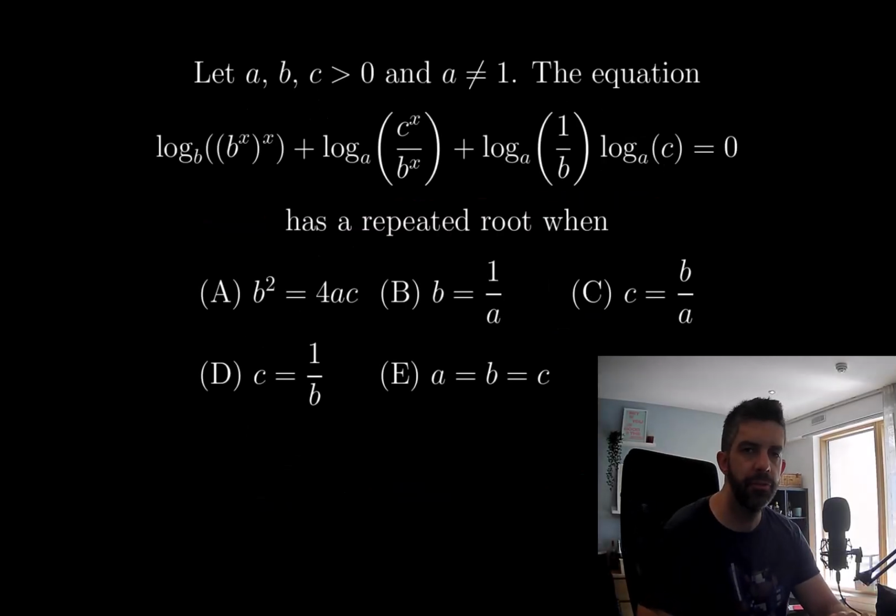Let a, b, and c be positive and a not equal to 1. The equation, oh my, okay, so this huge equation has a repeated root when one of these conditions is true. I suspect, looking at this, if we have a combination of logarithms of different base and exponents and all this kind of stuff, we should just use some rules of logarithms to turn this into probably a quadratic equation.